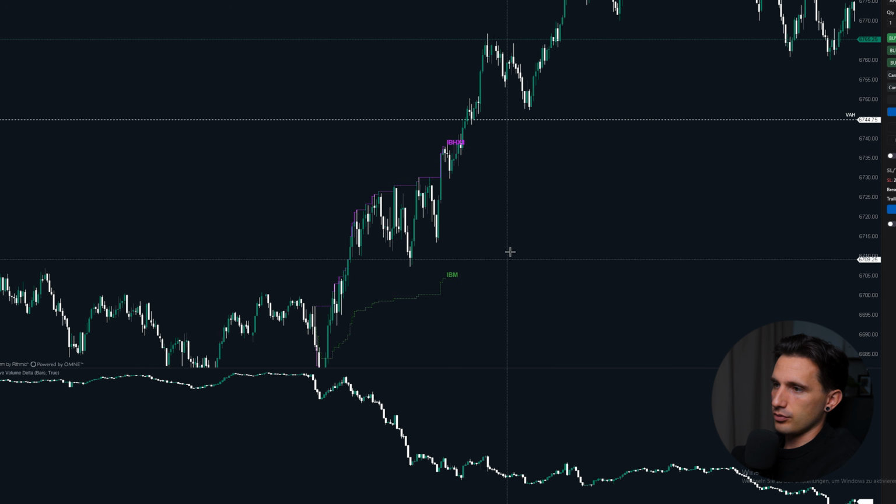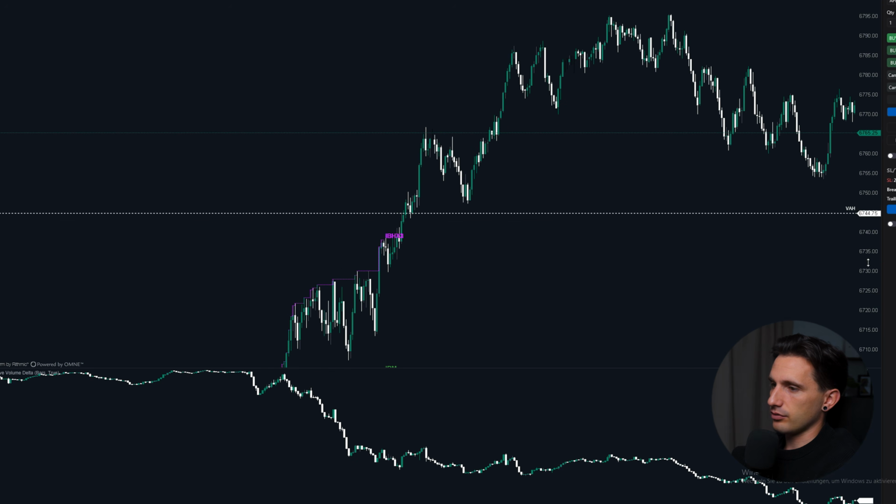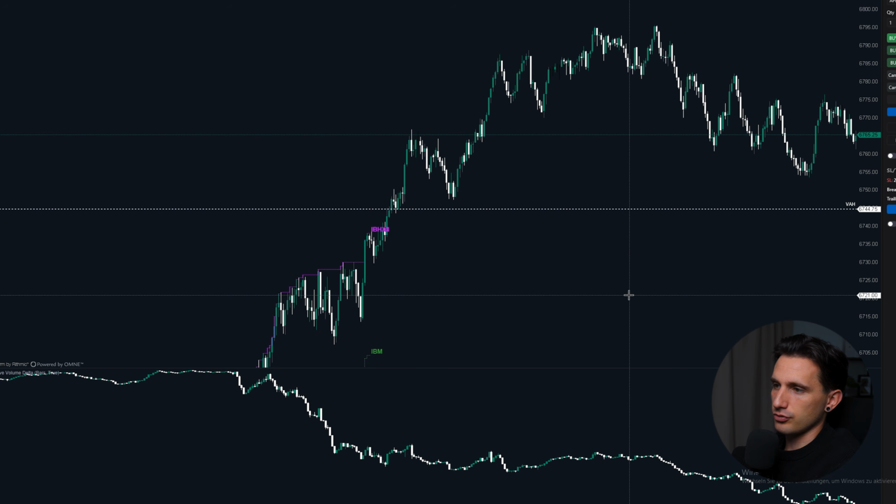So what you can see is that we are opening and we are pushing down and take out the overnight low and the value area low, right? So, and then we push extremely to the upward side and break the value area high. Now, and this is the exact point that I'm looking out for a long trade.